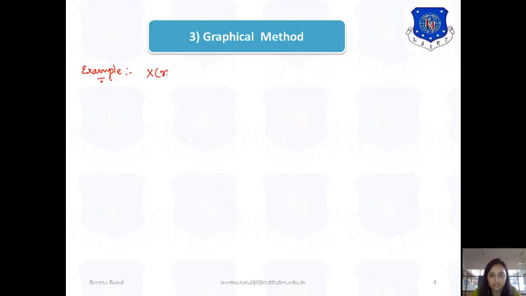x of n, that is your input sequence, equals 1, 1, 1, and the impulse response of the system h of n equals 1, 1, 1. That is given to you, and the arrow is at the first position in both of these. So let us start with the convolution formula first.